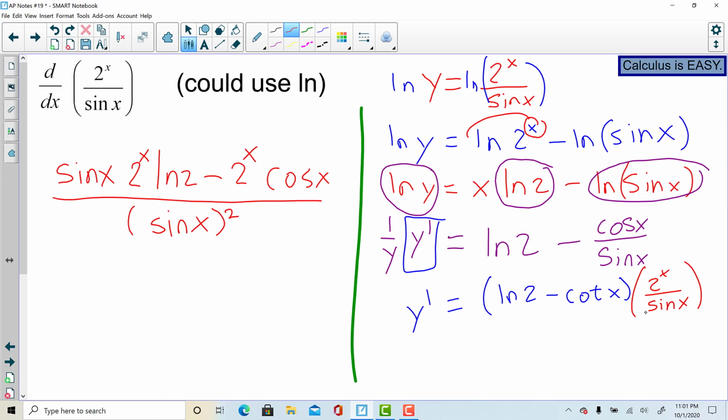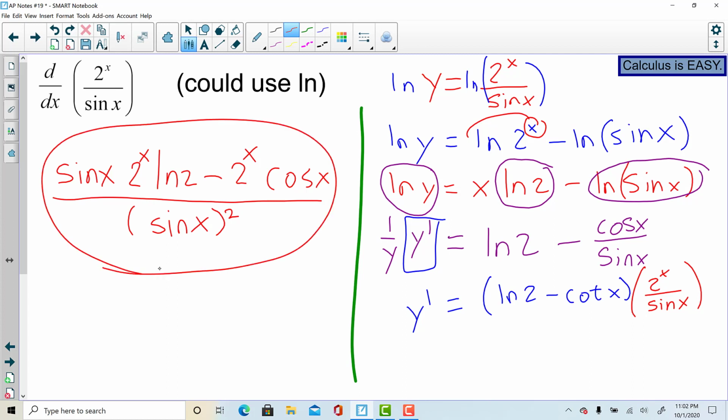Now I want you to notice that these 2 final answers look a little bit different, but you can work with either one, and eventually they're going to look exactly the same. In this case, it was easier just to do the quotient rule, but later on you're going to see that it's going to be easier in certain situations if we use logs.